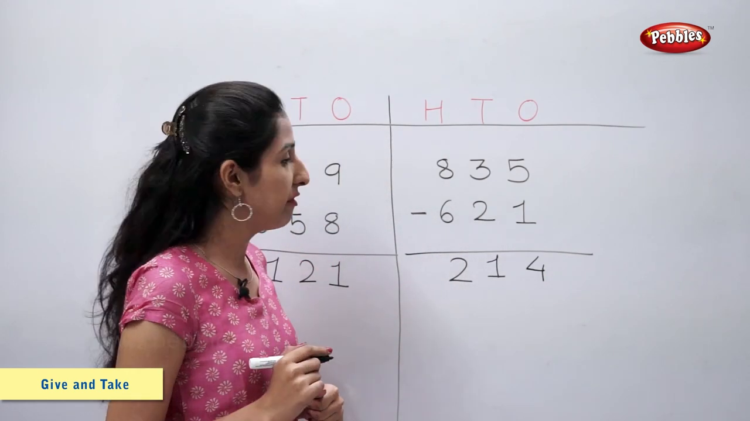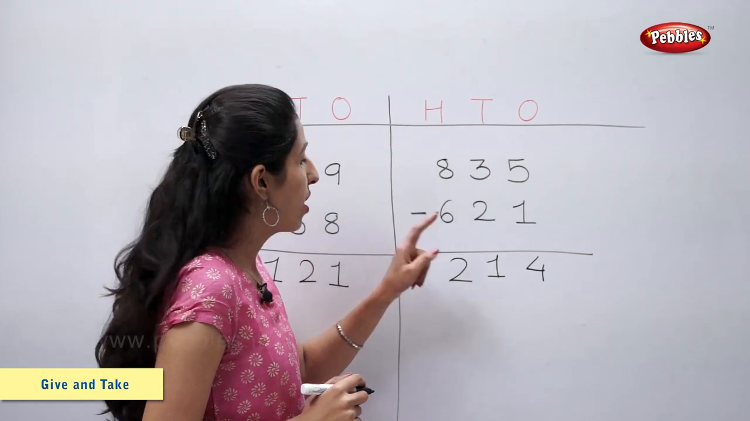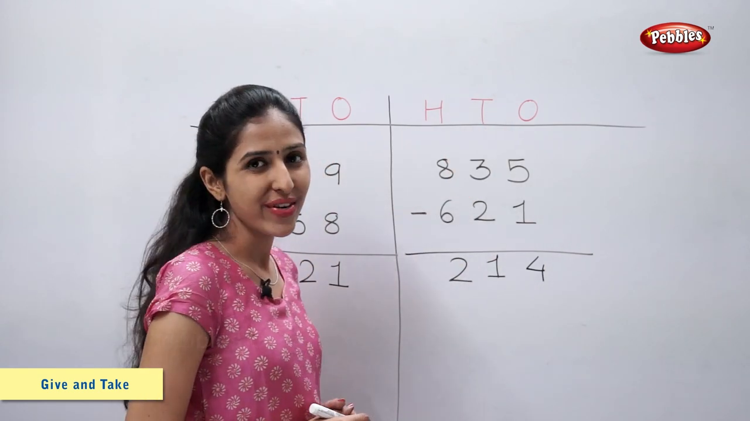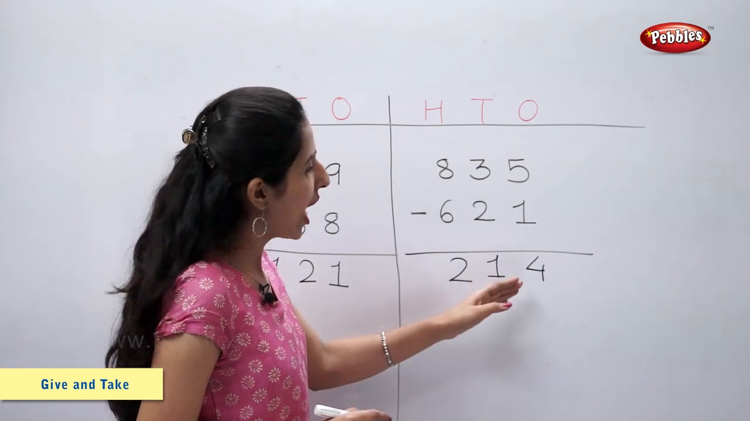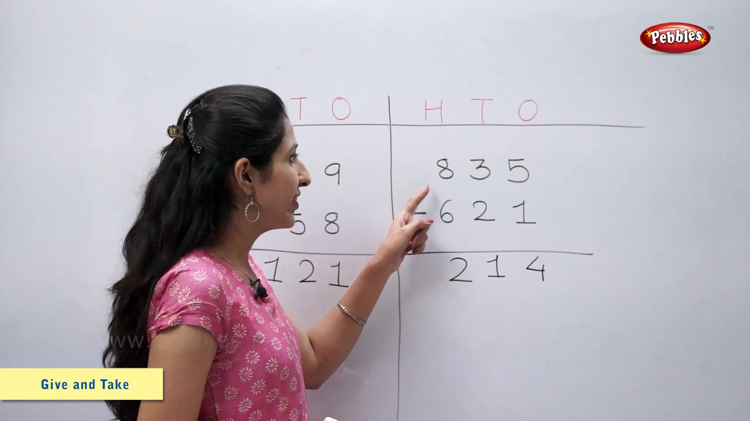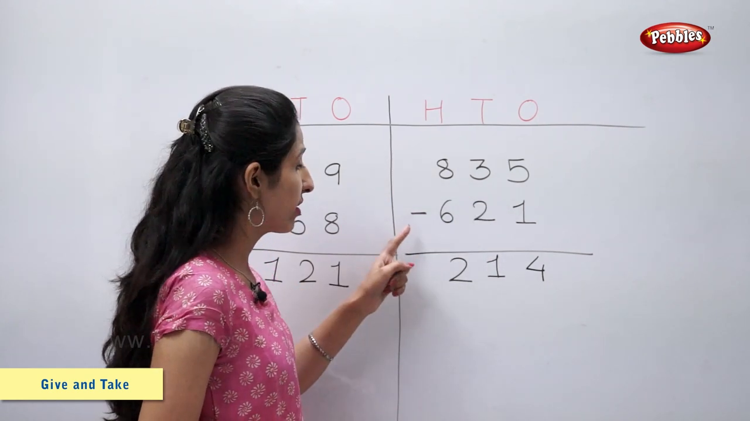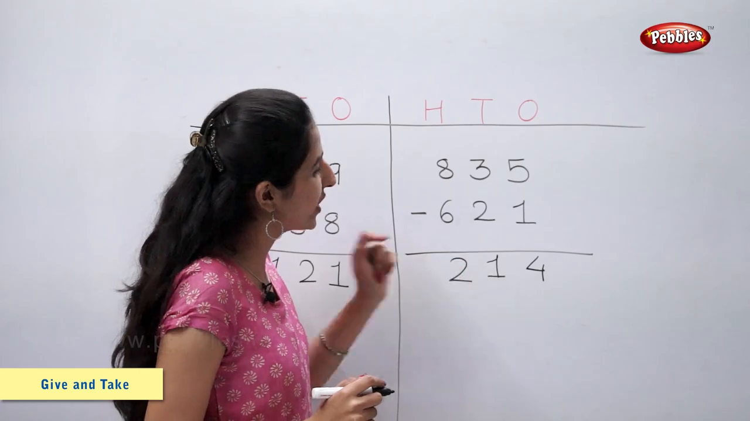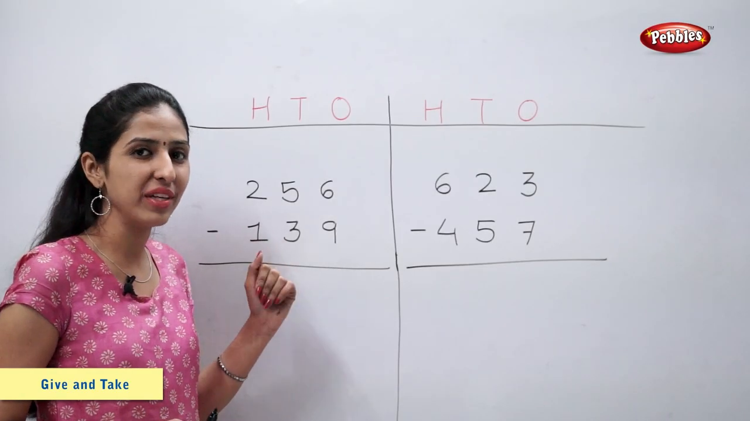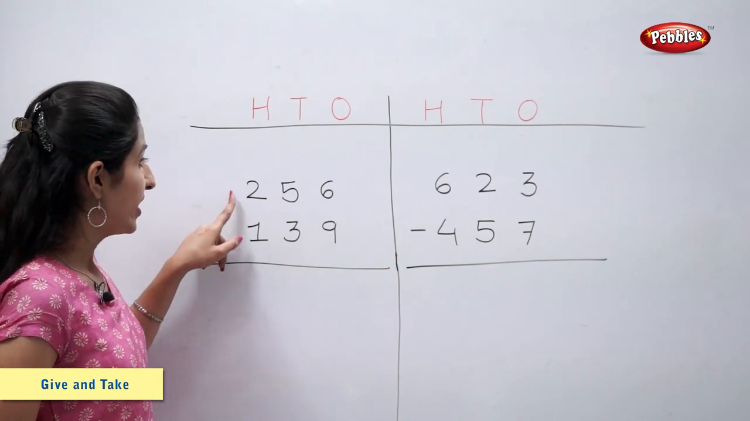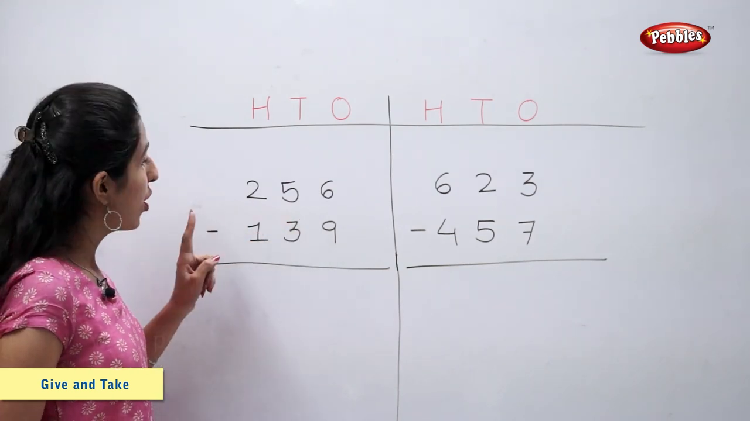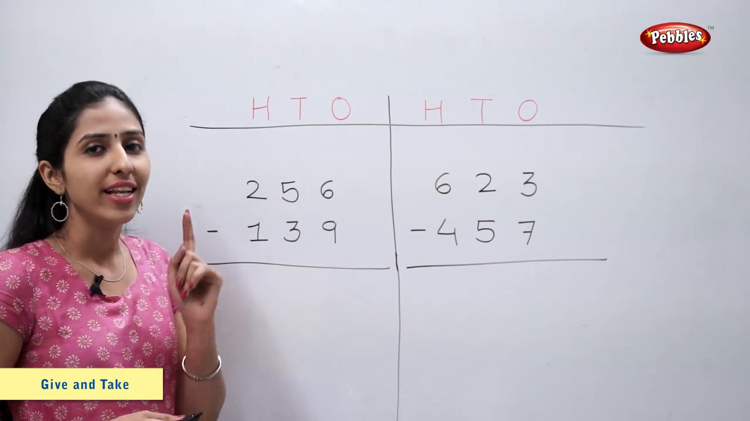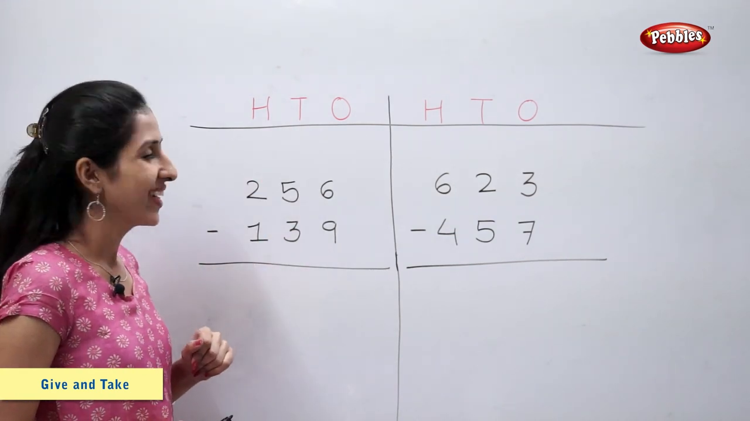So now we have 2 hundreds, 1 ten, and 4 ones. So the number is 214. So 835 minus 621 is equal to 214. Let's solve this example. 256 minus 139 is equal to how much? Let's find out. Let's subtract ones first.